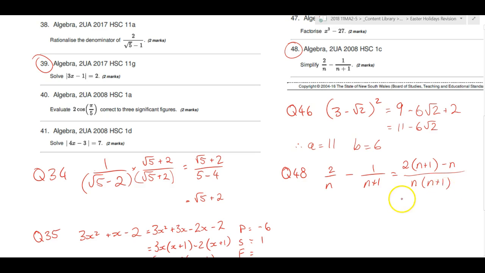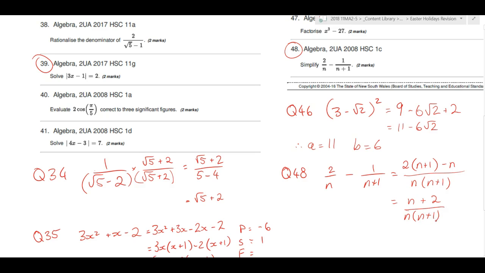Rightio? We'll expand this out and tidy it up a little. Up the top here, I'm going to have 2n minus n is n plus 2 over, whether we have n squared plus n or n outside of n plus 1 doesn't make much difference. I think I'm going to leave it in the factorised form, n plus 1.